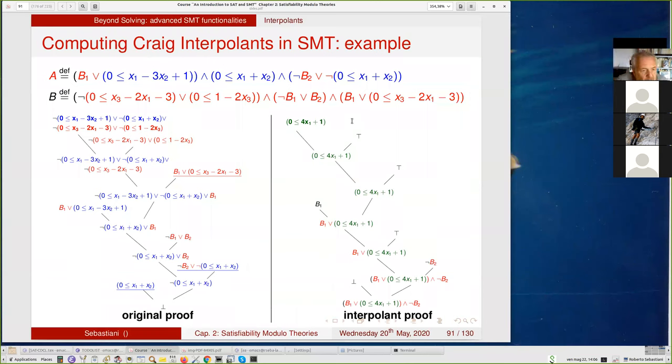Again, we have this simple formula here. In red, we have atoms which occur in B. In blue, we have atoms which occur only in A. Okay, notice that in A, we also have B1 and B2, which occur in B as well, right? And you have some shared variables here: X1 is shared, X2 is specific for A, and X3 is specific for B. Okay.